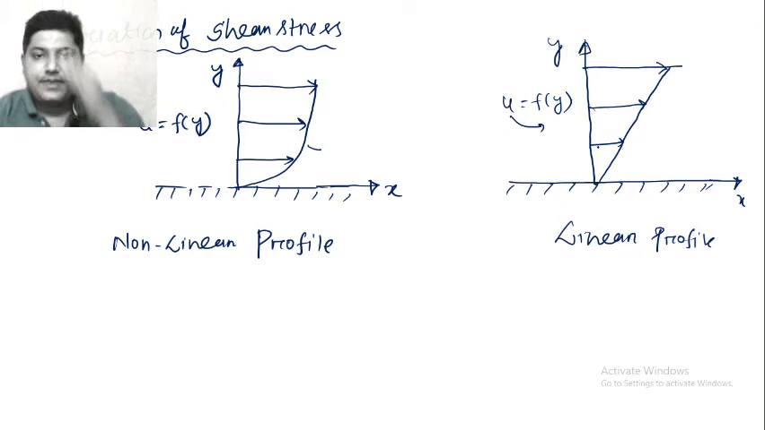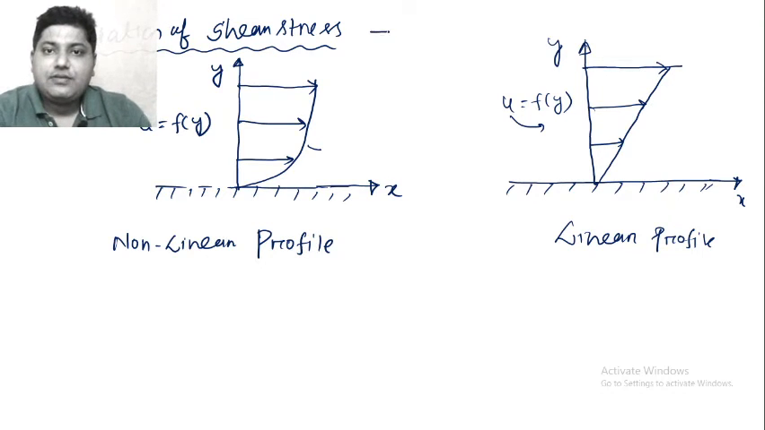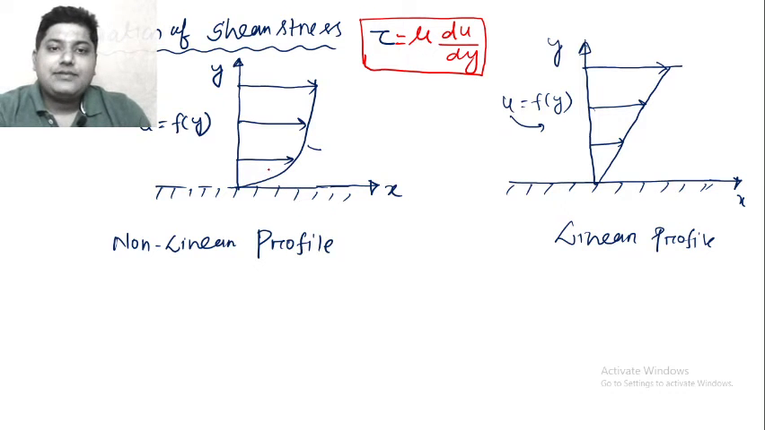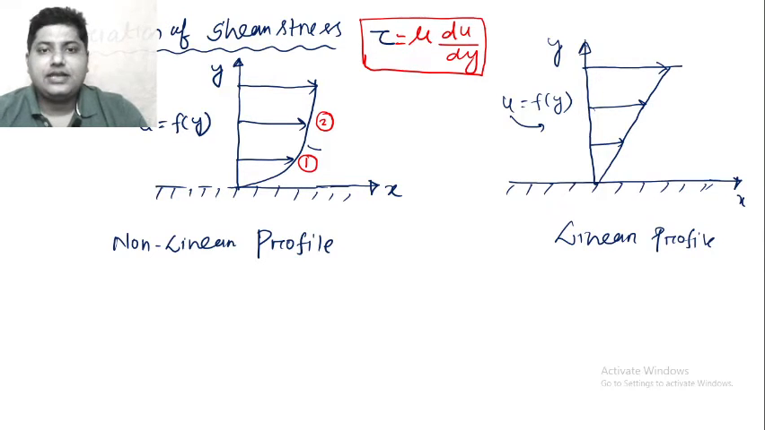Now we have to compare. The basic equation is tau equals mu into du by dy. This is the basic equation. Now suppose I am choosing two layers, this is my first layer and this is my second layer. You have to compare the variation of the shear stress between these two layers, whether the shear stress will remain constant throughout the profile, or whether it will vary.